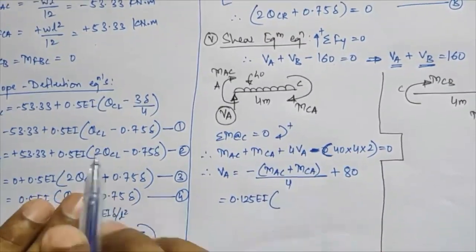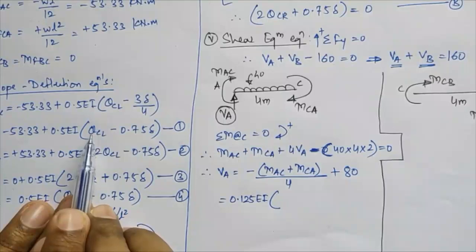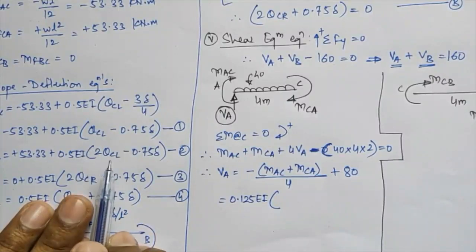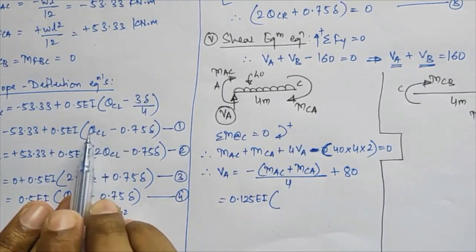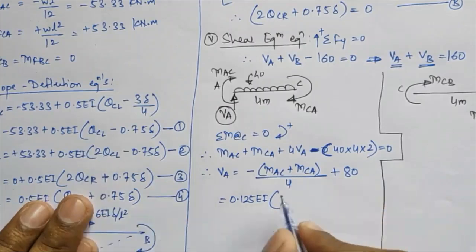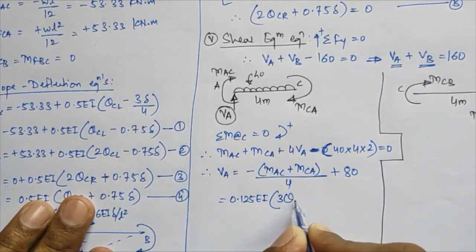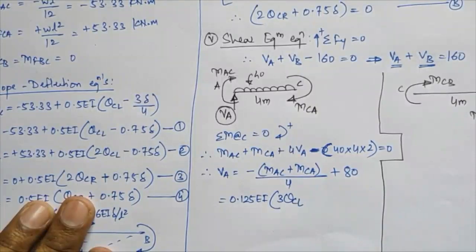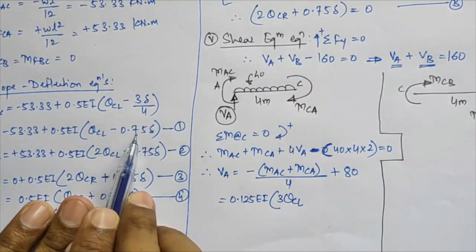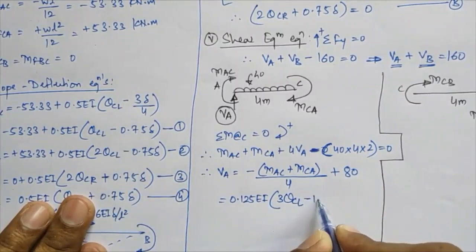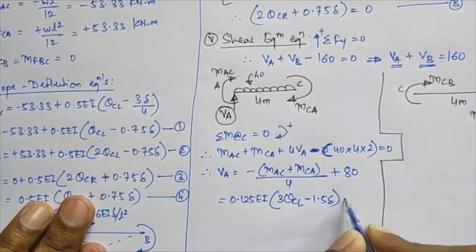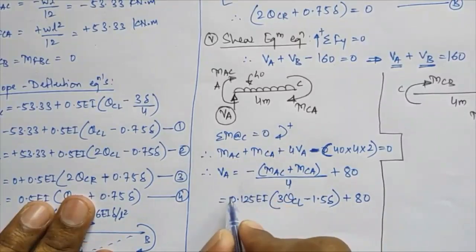MAC plus MCA. Here you have theta CL and here you have 2 theta CL, so that becomes theta CL plus 2 theta CL, equal to 3 times theta CL. And minus 0.75 delta and minus 0.75 delta, that I get as minus 1.5 times delta, plus this 80 as it is. And this minus sign will remain over here.